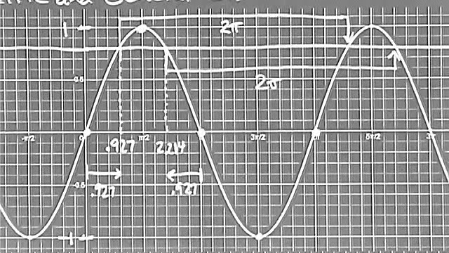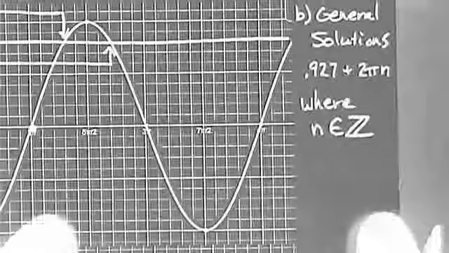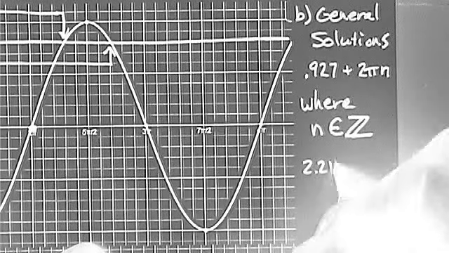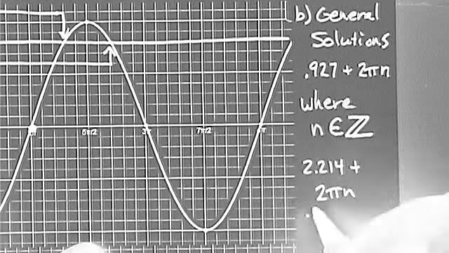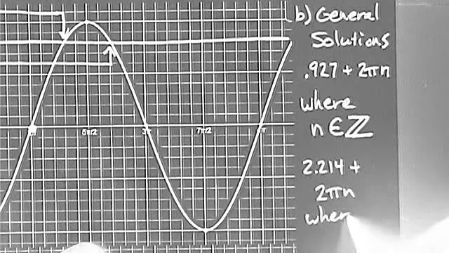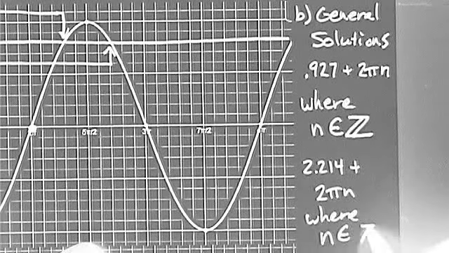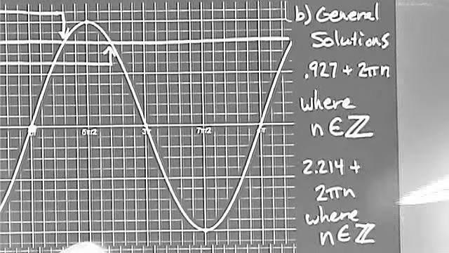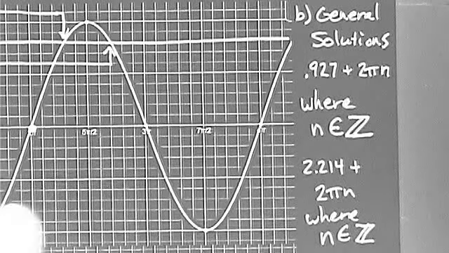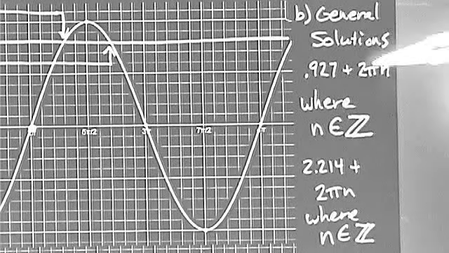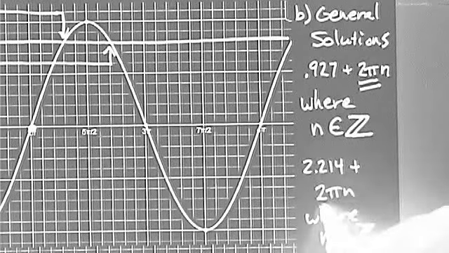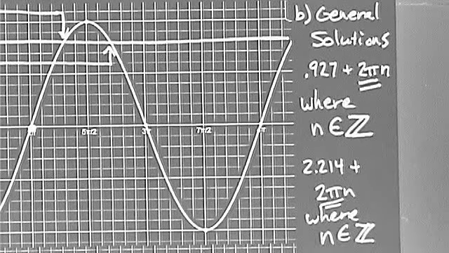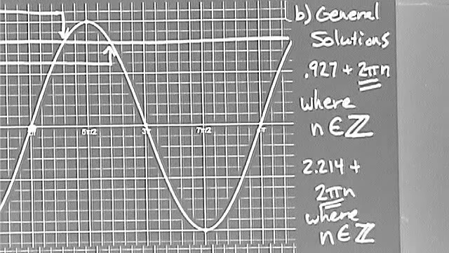So I'm going to change that to a general solution by writing it down. 2.214 plus 2 pi n, where n is an element of the integers. Really, you only need to write this where n is an element of the integers one time. I just did it for fun. Okay? But you'll notice that I added the period times n. Period times n. So you're probably thinking to yourself, well, do you think he'll ever change the period of the function? Yes, but let's not get to that one quite yet.